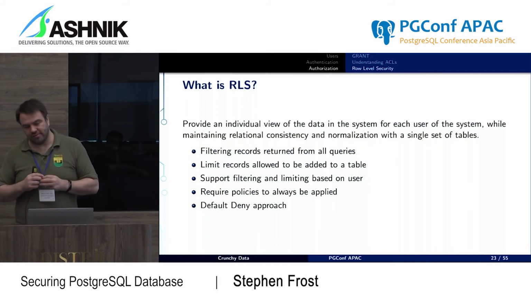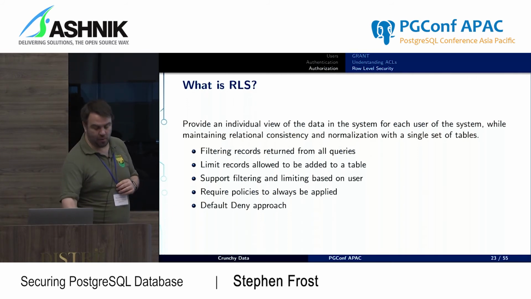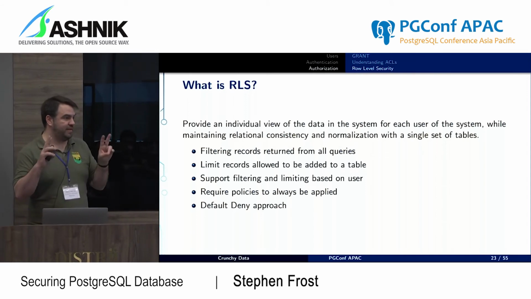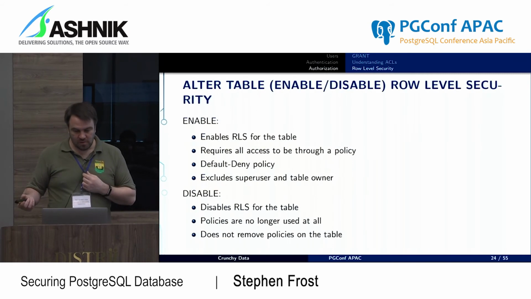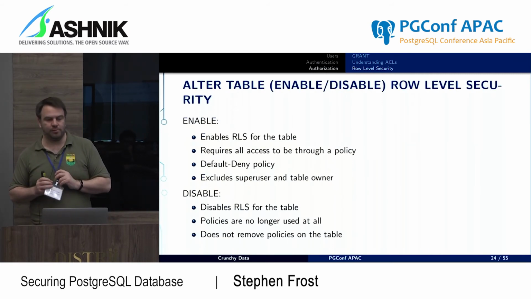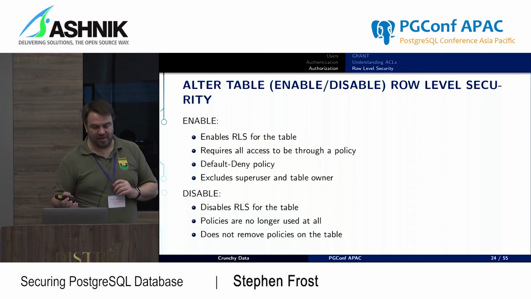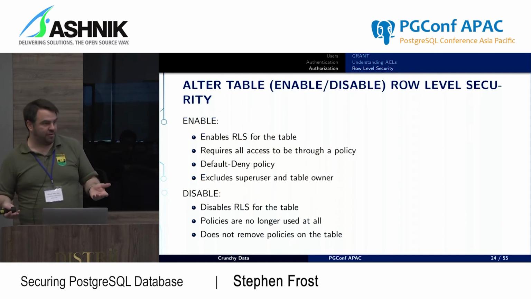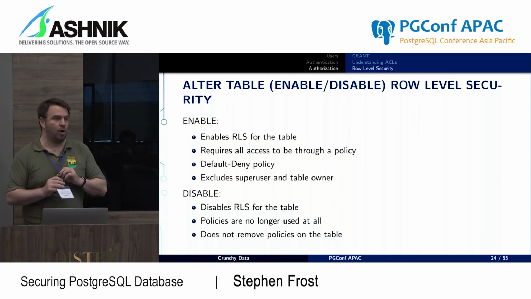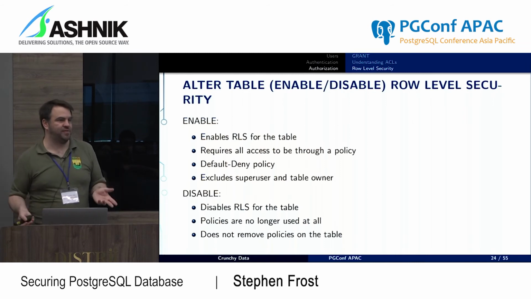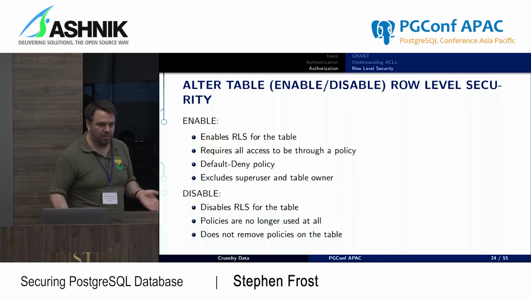One of the other points about RLS is that it requires policies to always be applied. What that means is that if there aren't any policies on a table, we have a default deny policy that's automatically applied. So how do you set up row-level security? You just say alter table, and then you say enable row-level security. And that will enable row-level security for that table. And then once that's done, all access to the table has to be through a policy because of that default deny. This does exclude the superuser and the table owner. The superuser bypasses pretty much everything. The table owner is the user that can change the policies, so they are also excluded.